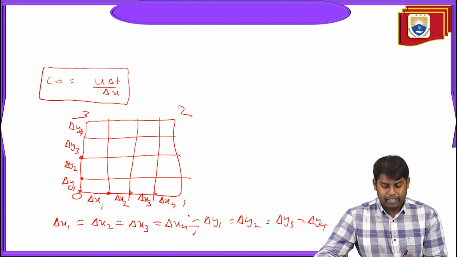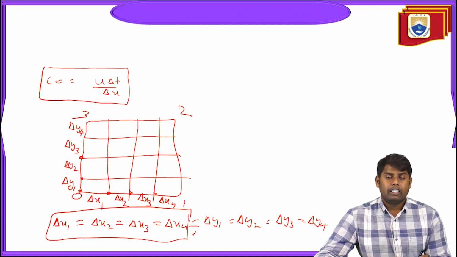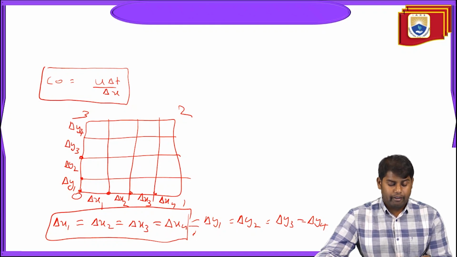When it is uniform only along the x-axis, we call it a uniform mesh along the x-axis and a non-uniform mesh along the y-axis. So overall it is a non-uniform mesh. When we have equal spacing along both x and y, overall we call it a uniform mesh.